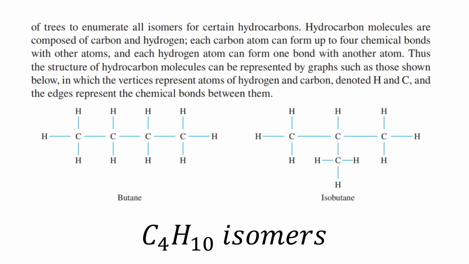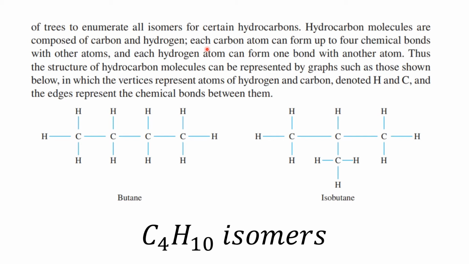Arthur Cayley, a great mathematician, enumerated all isomers for certain hydrocarbons, and he used graph theory to do this. Hydrocarbon molecules are composed of carbon and hydrogen. Each carbon atom can form up to 4 chemical bonds with other atoms, and each hydrogen atom can form 1 bond with another. Thus, the structure of a hydrocarbon molecule can be represented by graphs such as those shown here.